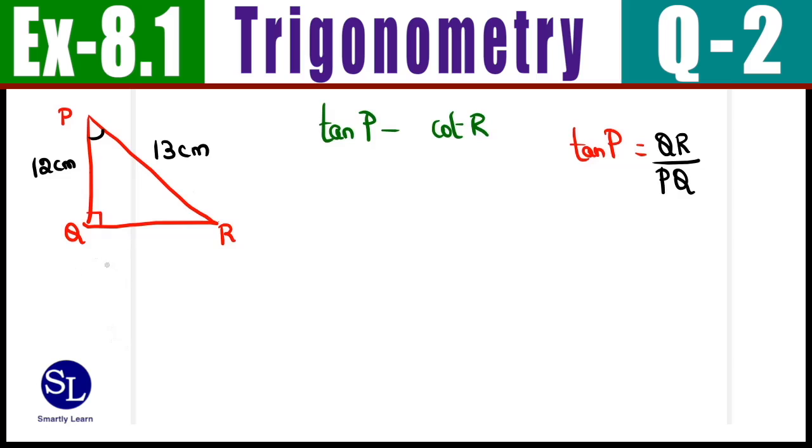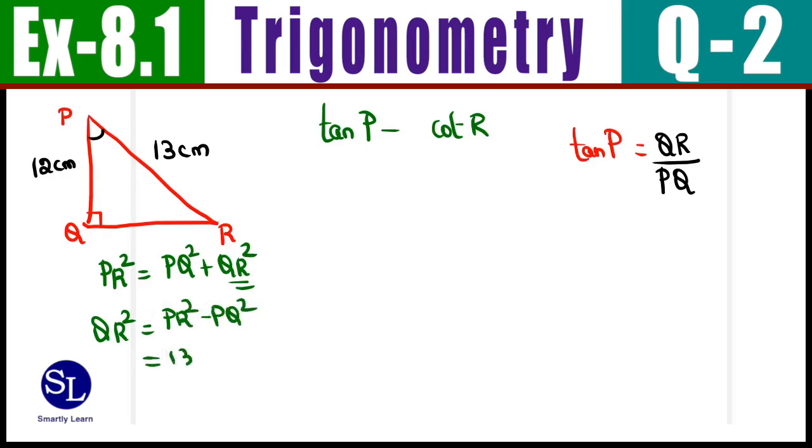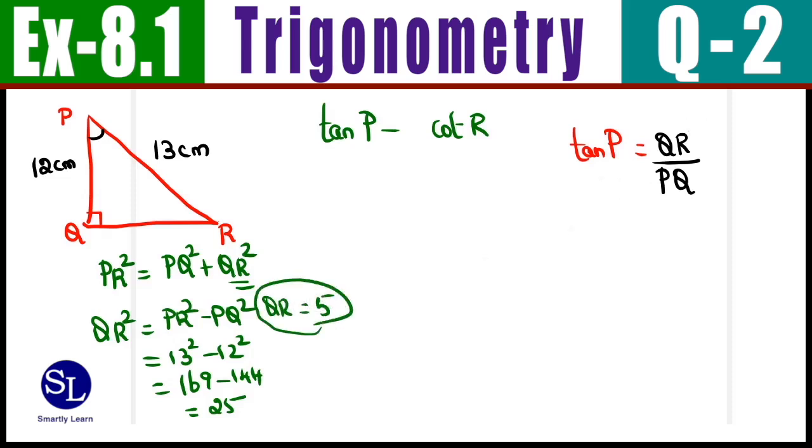Here again, Pythagorean theorem: PR square is equal to PQ square plus QR square. This is the Pythagorean theorem. The sum of squares of these two sides is going to be equal to the square of the hypotenuse. We need QR square. So QR square is equal to PR square minus PQ square, which is 13 square minus 12 square. This is 169 minus 144, fetching us 25. So QR is equal to 5. Now that we have it, we can directly find tan P. So tan P is going to be equal to 5 by 12.